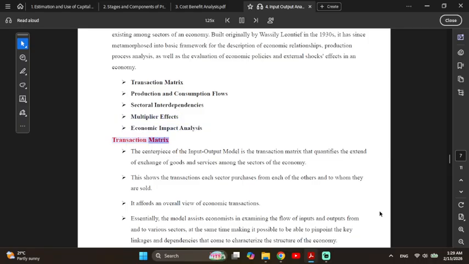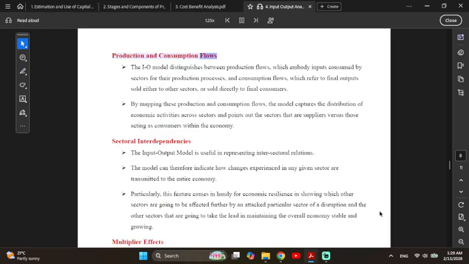Transaction matrix. The centerpiece of the input-output model is the transaction matrix that quantifies the extent of exchange of goods and services among the sectors of the economy. This shows what each sector purchases from each of the others and to whom they are sold. It affords an overall view of economic transactions. Essentially, the model assists economists in examining the flow of inputs and outputs from and to various sectors, at the same time making it possible to pinpoint the key linkages and dependencies that characterize the structure of the economy.